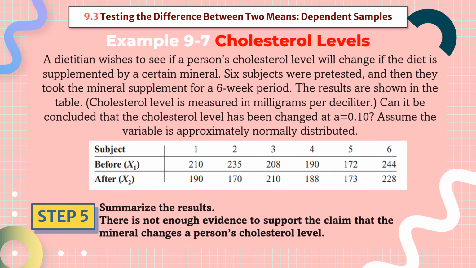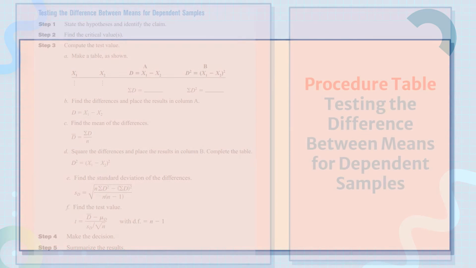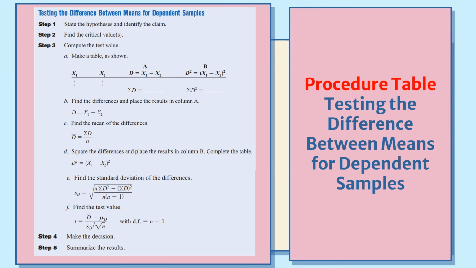So last step, step 5, summarize the results. There is not enough evidence to support the claim that the mineral changes a person's cholesterol level. Again, we have this procedure table for testing the difference between means for dependent samples.